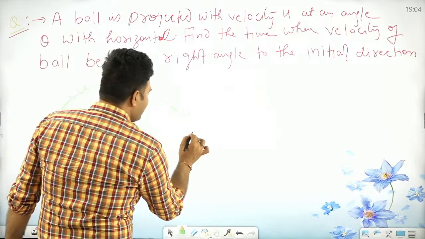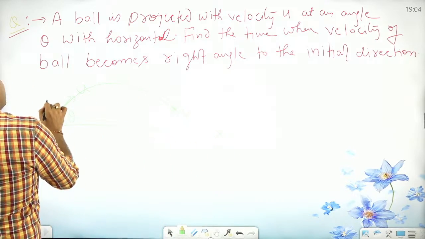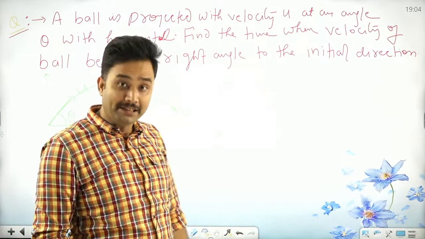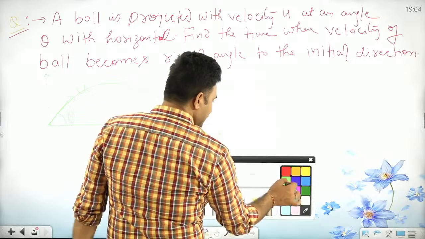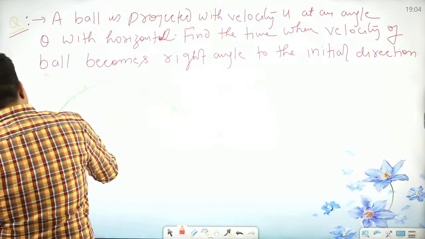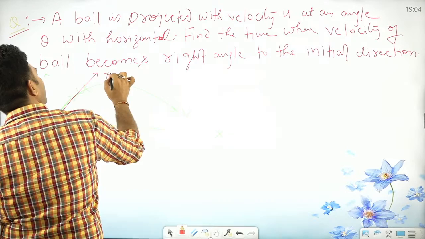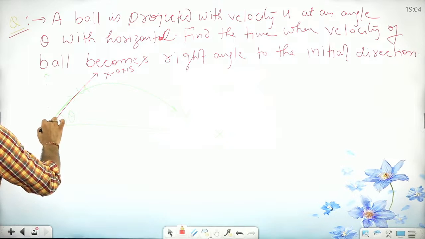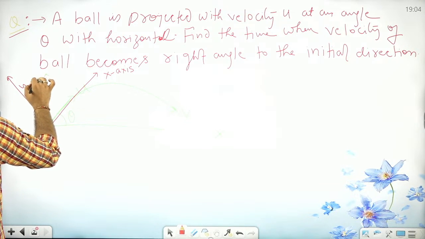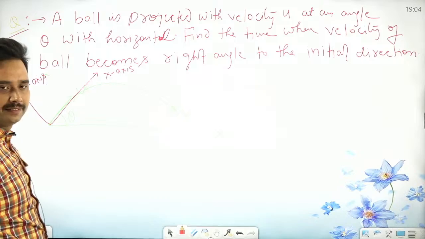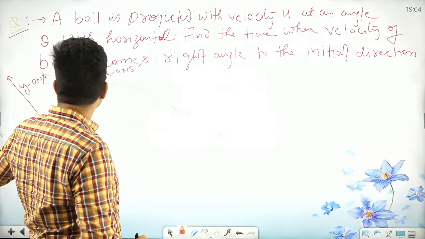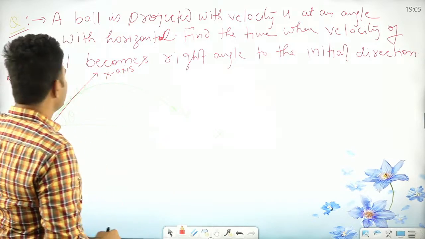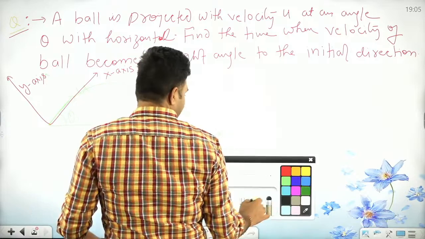If you take this as the x-axis and this as the y-axis, of course you can solve it that way. No problem, but it will take time. The smart way to solve these questions is to assume the x-axis along the direction of the ball, and this as the y-axis. Then what happens?